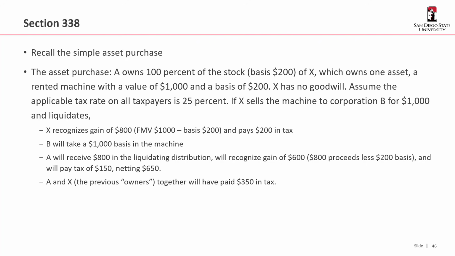B gets the step up in basis that they want. B takes a $1,000 basis in the machine. A is going to receive $800 in the liquidating distribution. A will recognize gain of $600. That's the $800 of proceeds less their $200 basis, and pay tax of $150, netting $650. A and X together will have paid $350 in tax.